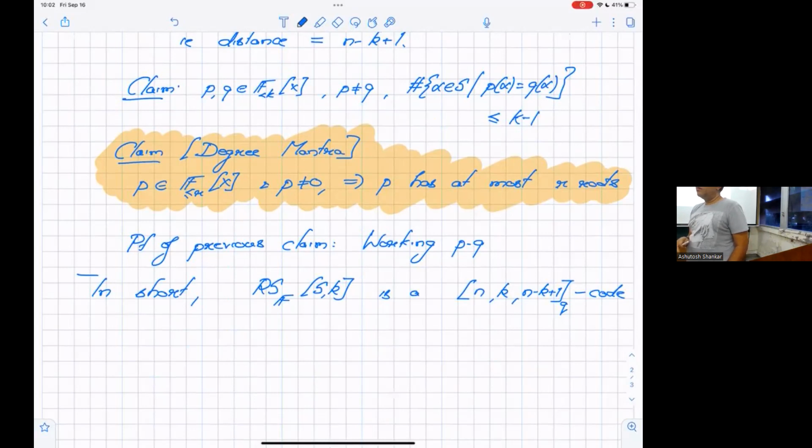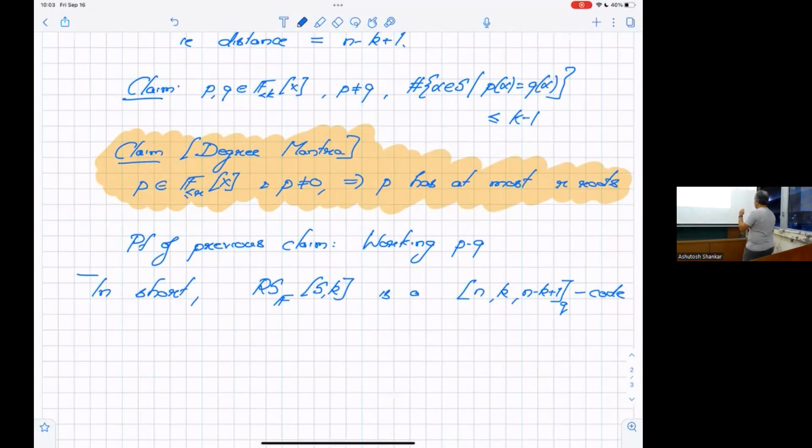Take any k minus 1 points in the field, and take the product of x minus a for a in that set. This will be a polynomial which has k minus 1 roots. You can't have any more roots, because if it had one more root, the degree would have to be larger. So its distance from 0 is exactly n minus k plus 1.